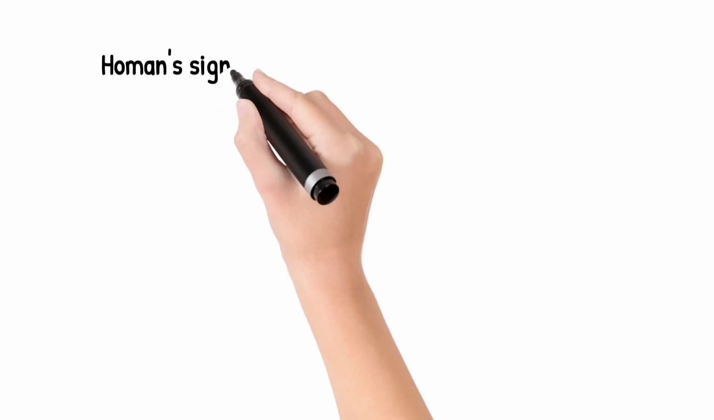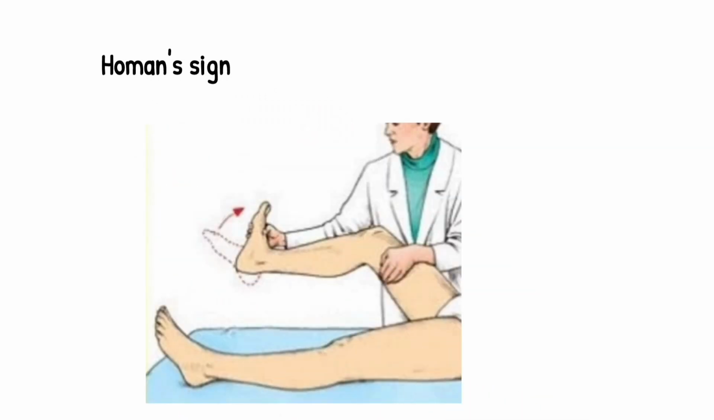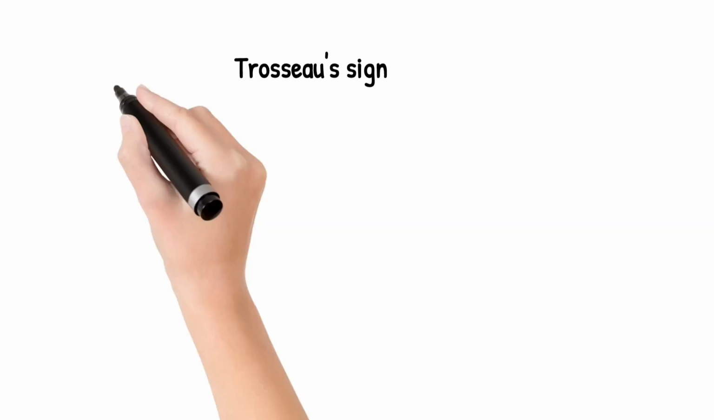Homan sign test, also called dorsiflexion sign test, is a physical examination procedure that is used to test for deep vein thrombosis. Technique: in this test, the patient will need to actively extend his knee. Once the knee is extended, the examiner passively and abruptly dorsiflexes the foot and squeezes the calf with the other hand. Deep calf pain and tenderness may indicate presence of DVT.